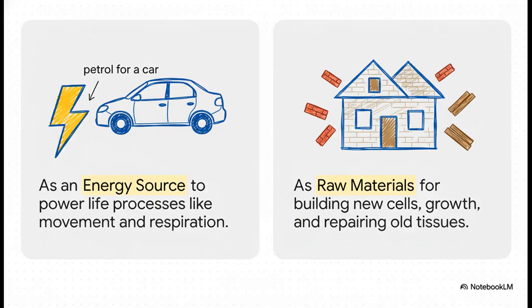Now, food has two main jobs inside our body. Think of it like this. On one hand, it's an energy source, like petrol for a car. It gives us the power to move, to breathe, and to do all our daily activities. On the other hand, it also provides the raw materials, like bricks to build a house. These materials are used to make new cells and to repair old or damaged parts of our body.